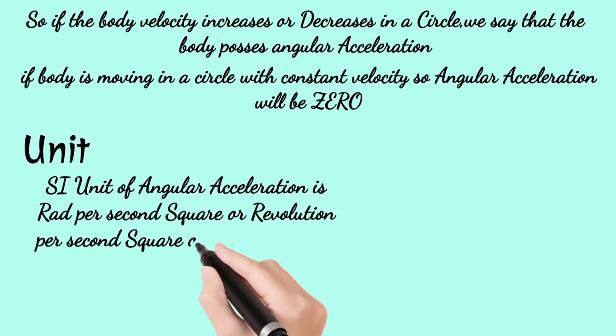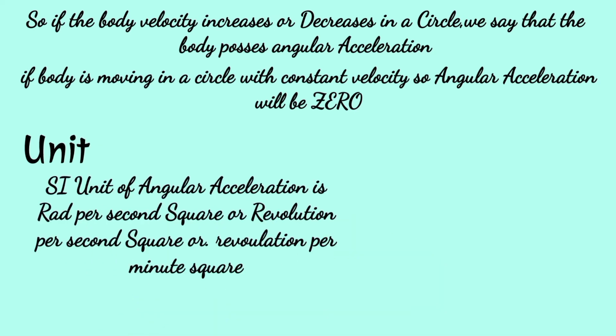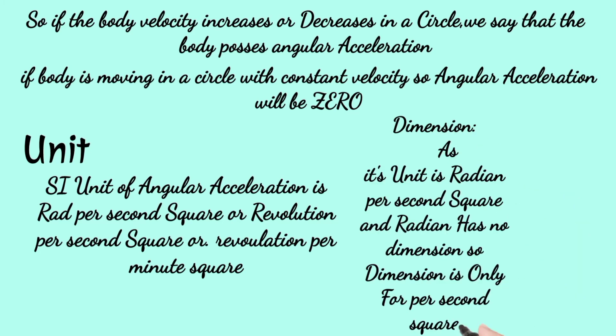Now the SI unit of the angular acceleration is the radian per second square, but it can also be described in revolution per second square or revolution per minute square. Let's talk about the dimension from the given unit. The unit of the angular acceleration is the radian per second square, and radian is a dimensionless constant, so radian has no dimension. In the denominator there is second square, so the dimension will be T to the power minus 2.